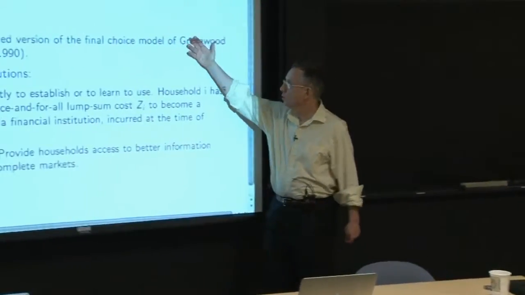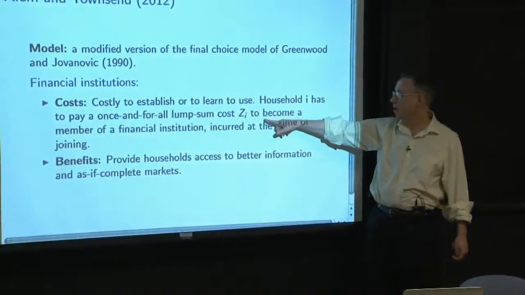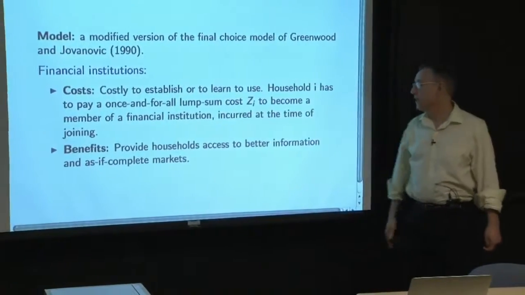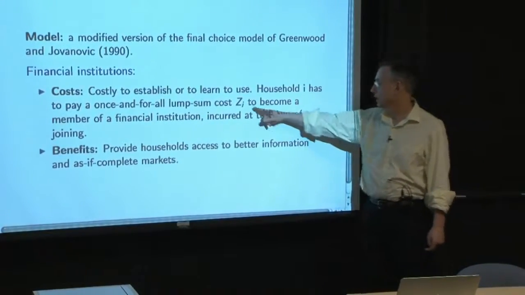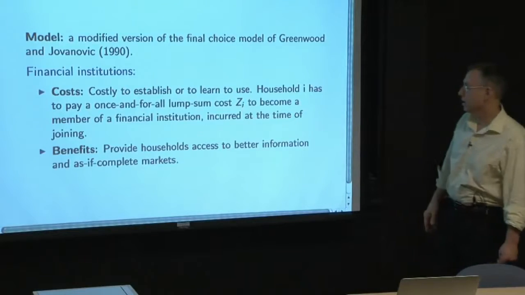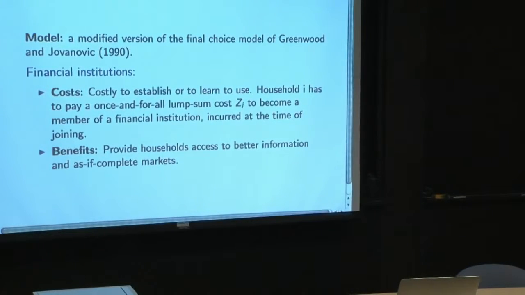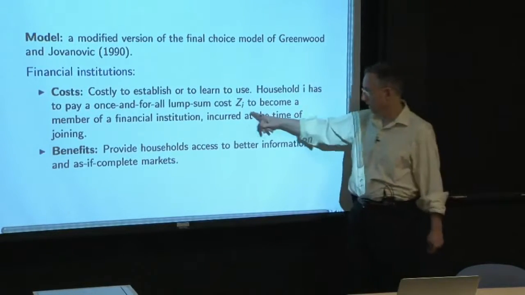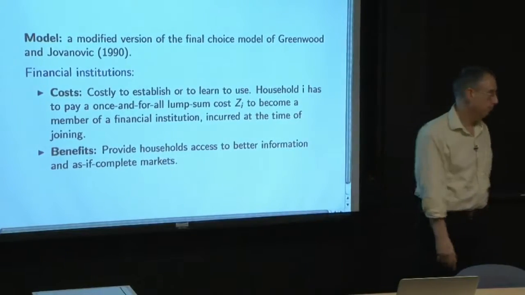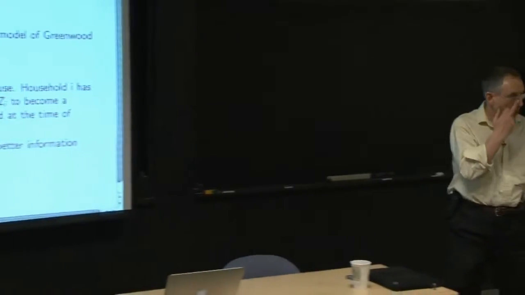So remember, in Greenwood and Jovanovic, there was a cost to joining the financial system. We're going to let this be a household-specific cost. And basically, we're going to want something like instruments, like distance from the branch, which varies across households.